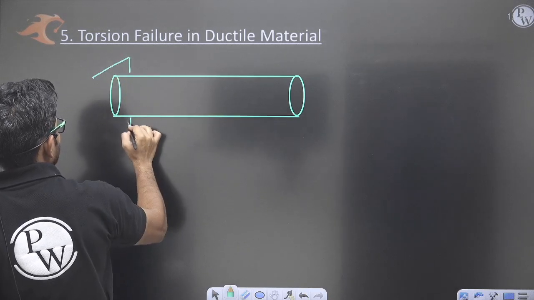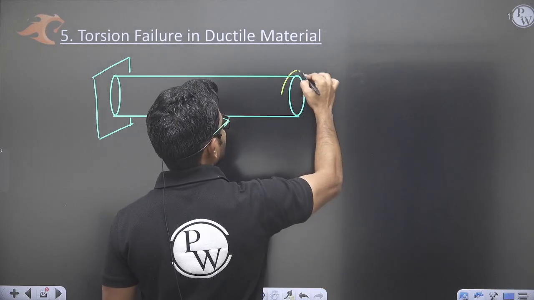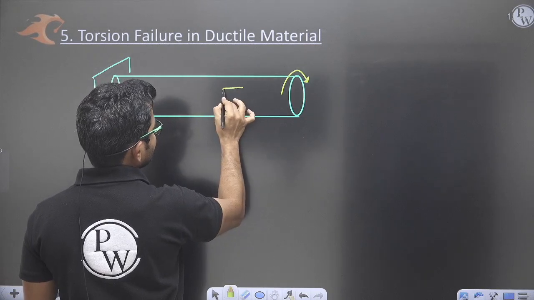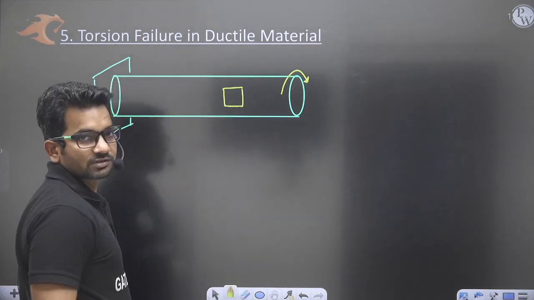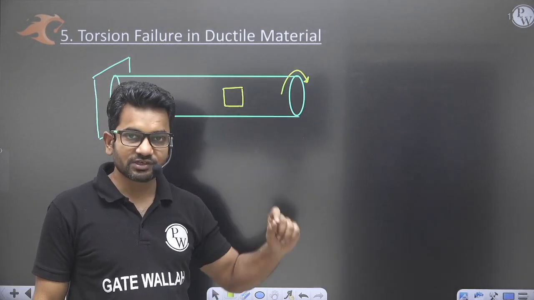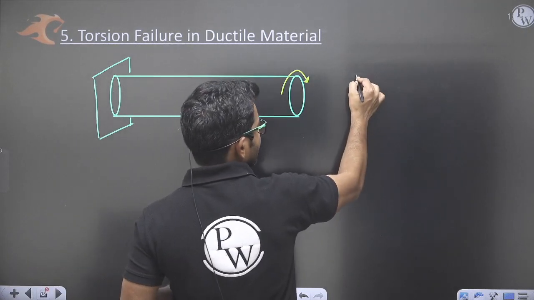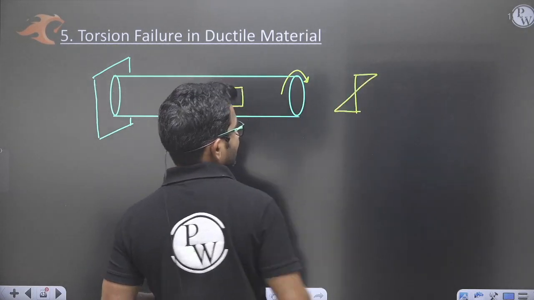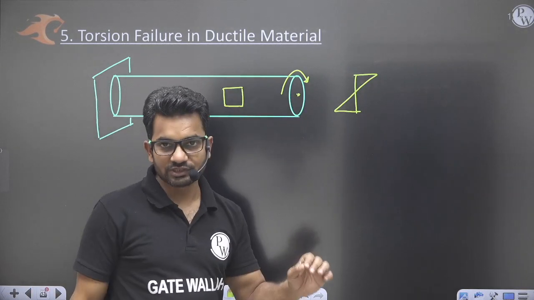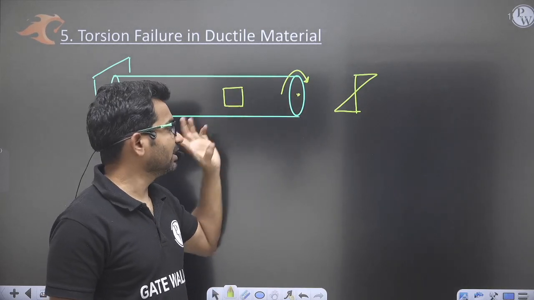So the shaft is fixed at one end, and on the other end I am applying some torque. When I apply torque here, let us take an element at the surface. Because of torsion there will be shear stresses, and shear stresses will be maximum at the surface only. The distribution of shear stress because of torsion is like this. At the center line there will be zero shear stress, and as we move away from the center towards the surface, at the surface we will have maximum shear stress.